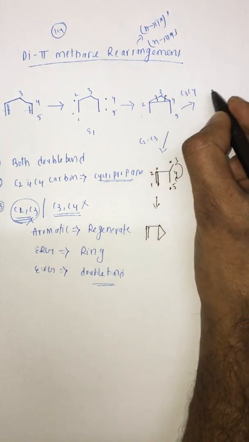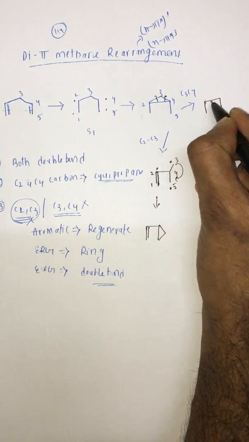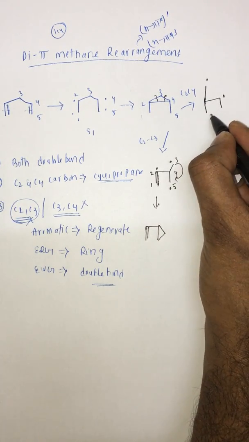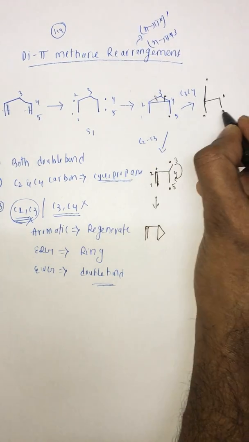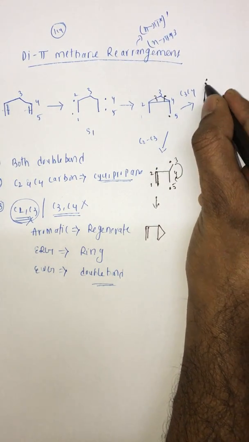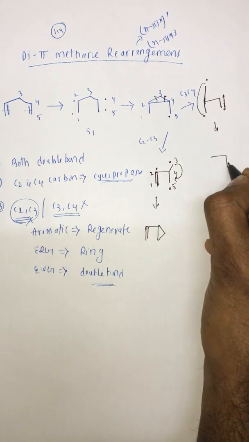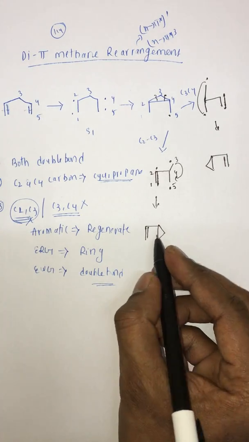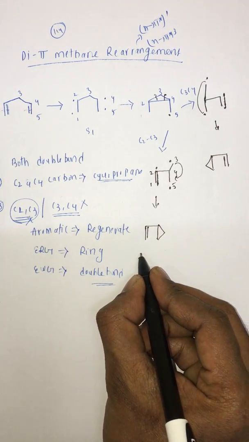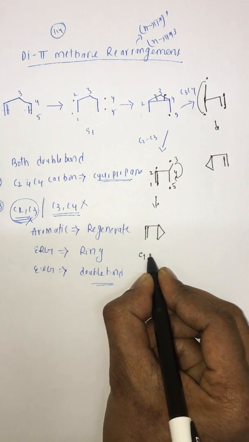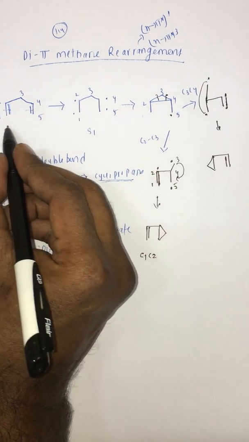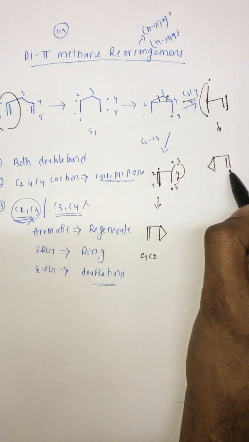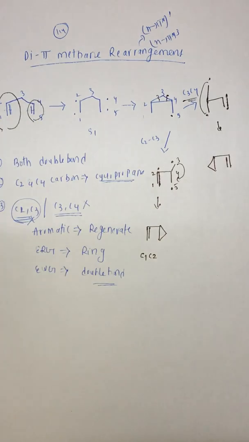Since we are breaking C3C4, that means this is radical, this is also radical, and then this is radical, here radical. These two form a bond, and these two combine together, and it forms this. So when we have a C2C3 cleavage, the double bond which is present at C1C2 is retained. When we break C3C4, this double bond was there, but now this double bond is not there.